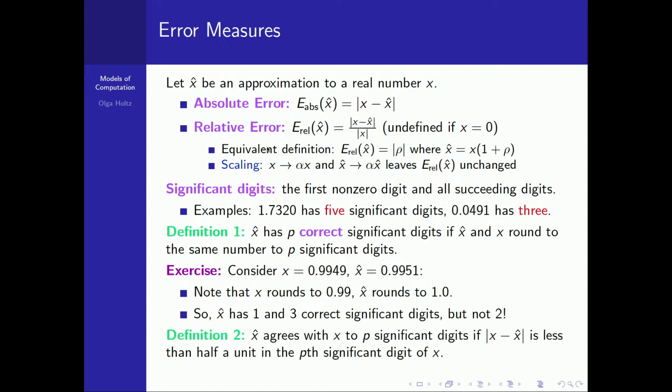You can adopt a slightly different definition. This is definition 2, where you can say, okay, x hat should agree with x to p significant digits if we take the absolute value of the difference, and that absolute value of the difference is less than half a unit in the pth significant digit of x. So now we're splitting hairs here a little bit.